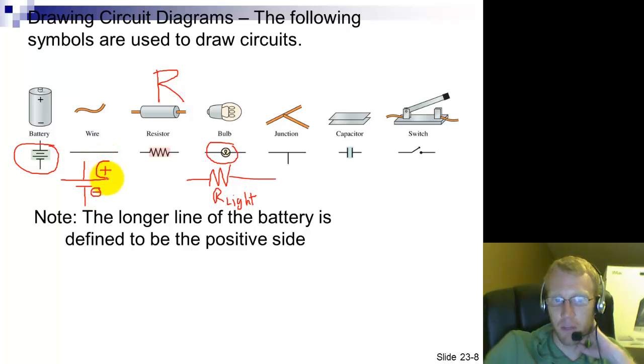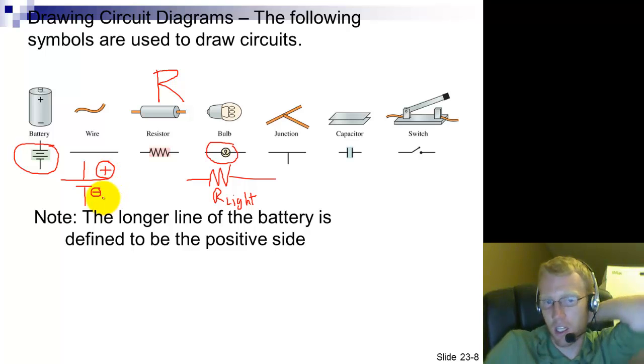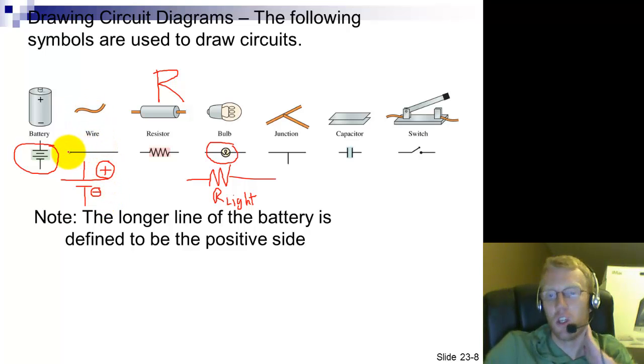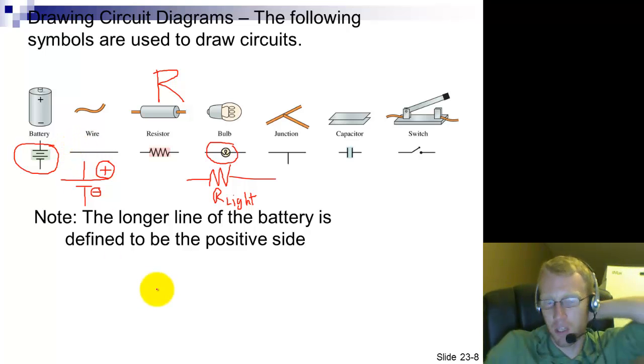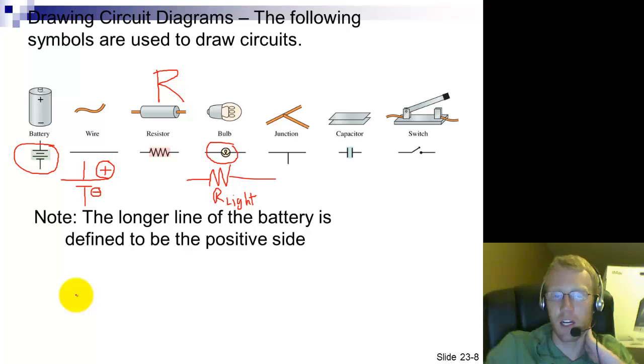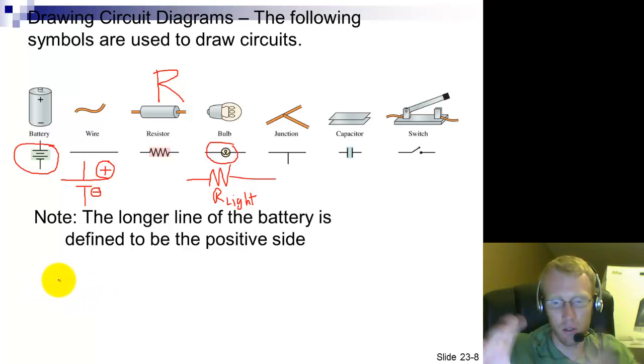You don't have to label them, but in the beginning, if it will help you remember, I encourage you to label the longer side positive and the shorter side negative. Wires: you want to keep your circuit diagrams drawn with all straight lines and all perpendicular to each other if possible. So your diagrams should pretty much be rectangles or squares.